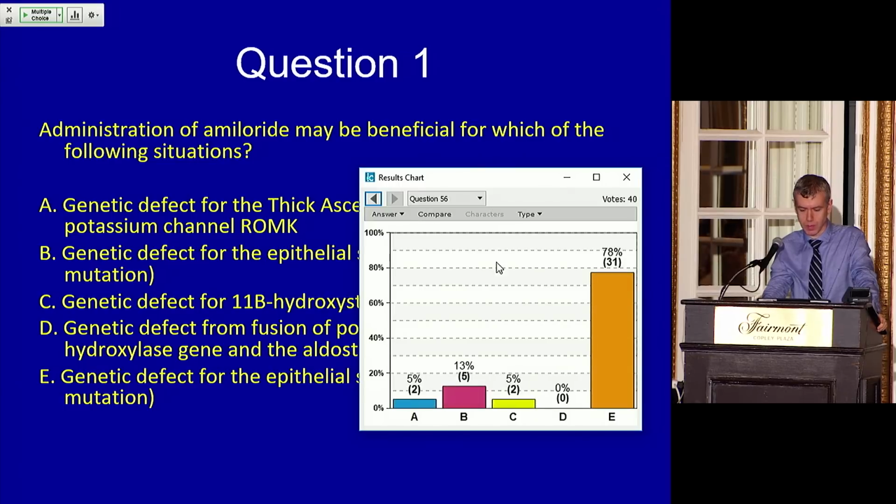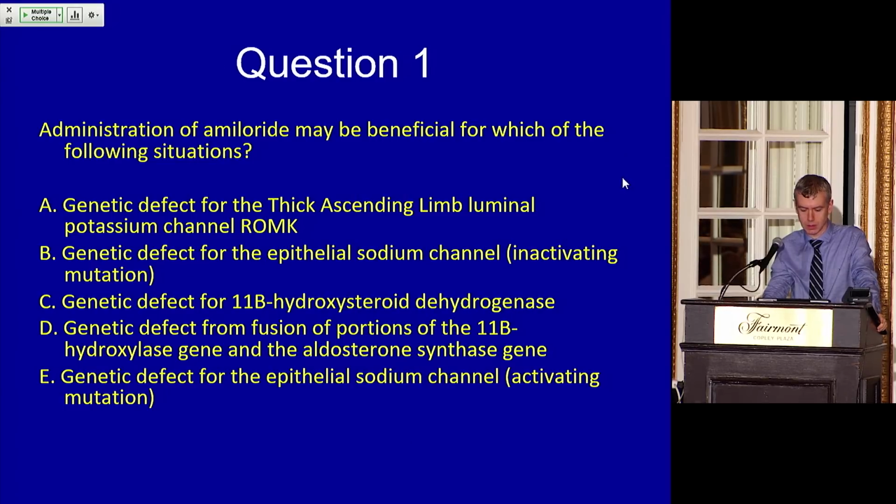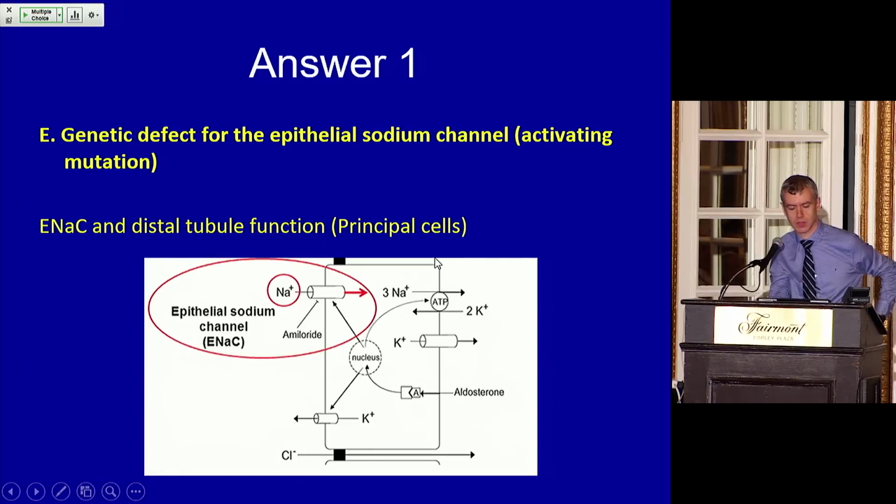So the majority of people chose E, an activating mutation, which is the correct answer. So this is genetic defect for the epithelial sodium channel, activating mutation. So if one thinks about the epithelial sodium channel in terms of the principal cell function in the distal tubule, here we see the urine or the luminal surface of the membrane. We have the epithelial sodium channel here, which is amiloride sensitive.